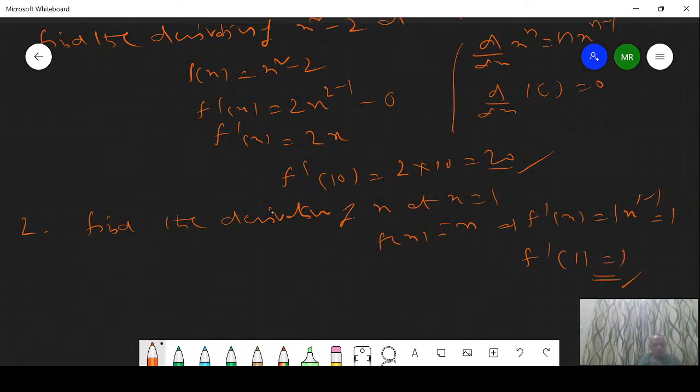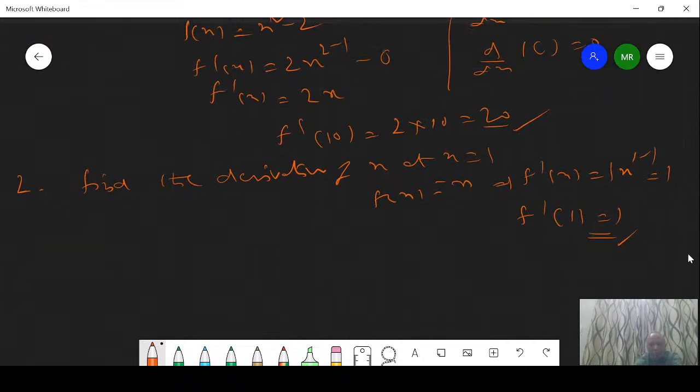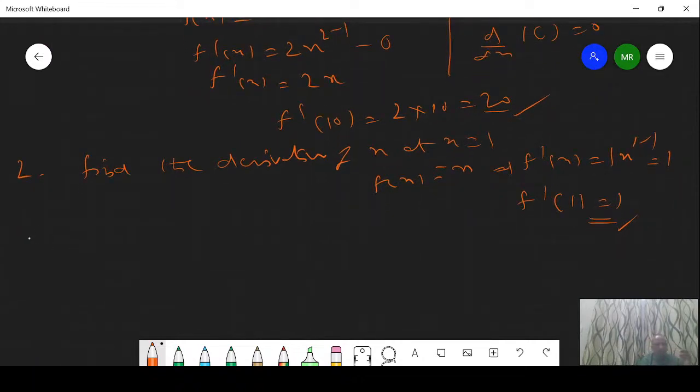The derivative of x at x equal to 10 is also the same thing, 1 only, there is no change. The derivative of x at x equal to 100, no change. The answer will be 1 only. Correct? Whatever number you ask the derivative of x at, there is no change. The answer will be the same, 1 only. Right. Third problem.